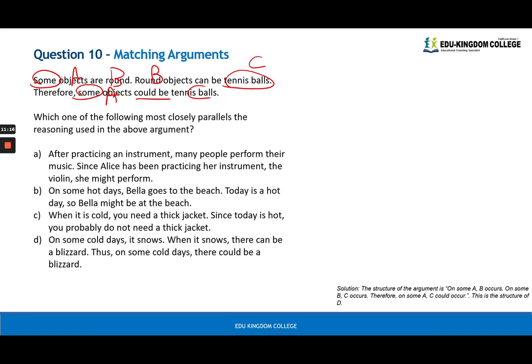So the one that is very similar is D. On some cold days, it snows. So on A, B happens. When it snows, there can be a blizzard. When B happens, sometimes C can happen. Thus, on some cold days, on some A's, there could be C's. So obviously the prepositions are different, but they represent the same line of argument. And you can tell that by replacing it with letters.